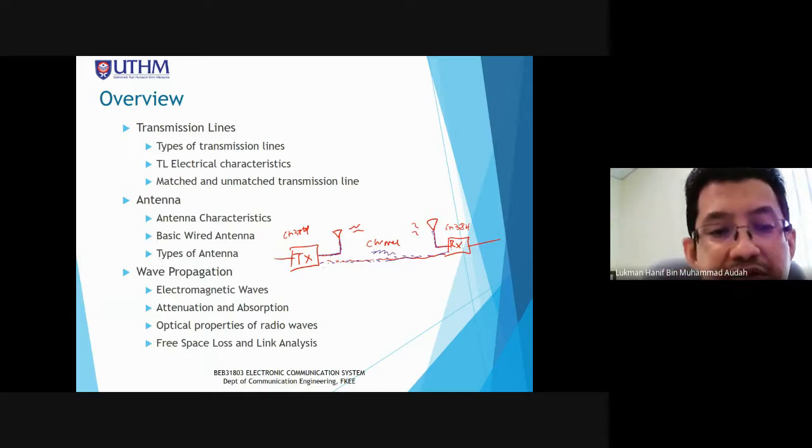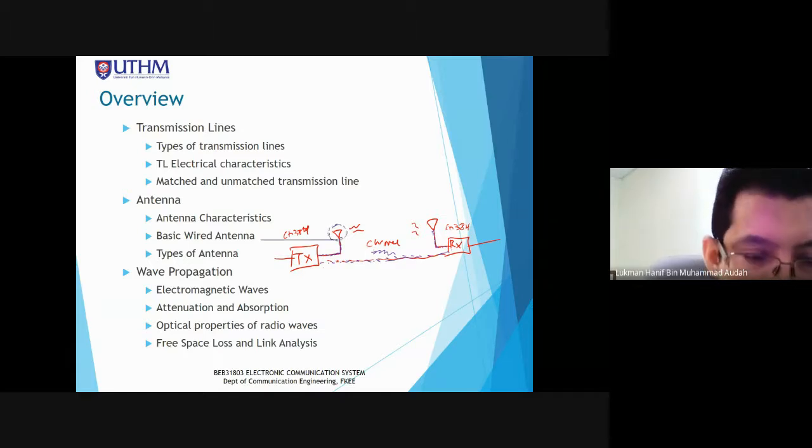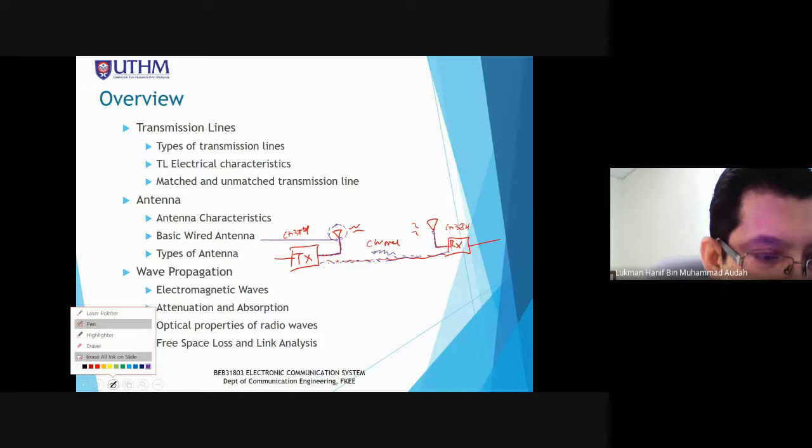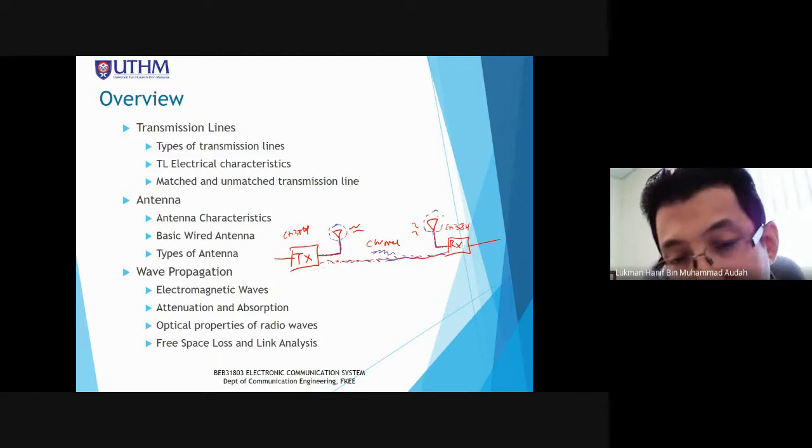The second topic is about antenna. So we want to learn about this thing. Antenna ni. Transmit antenna dan juga receive antenna. We want to learn a lot about this.